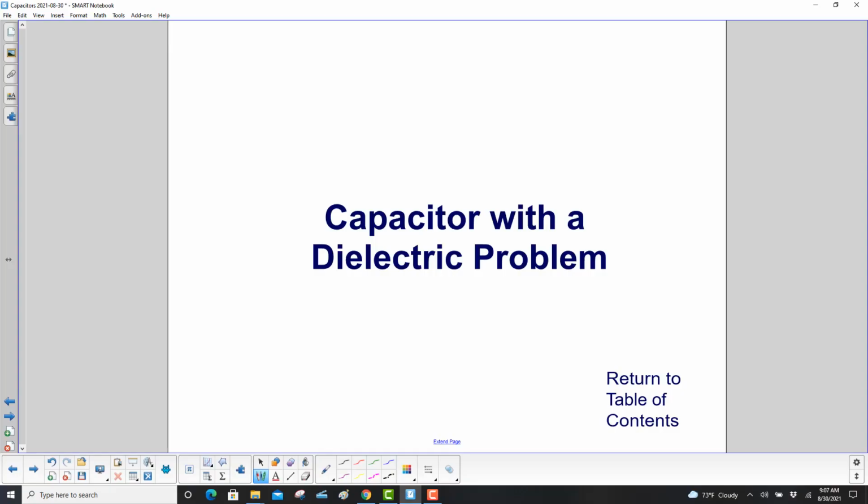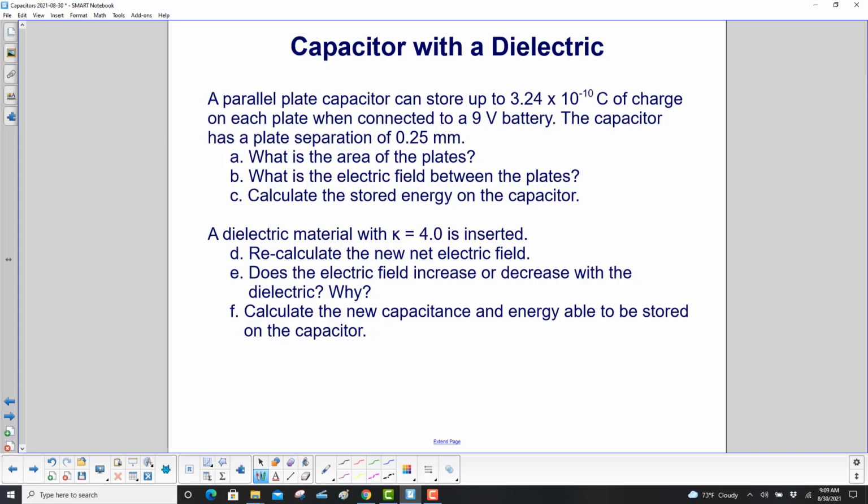Capacitor with a dielectric problem. A parallel plate capacitor can store up to 3.24 times 10 to the minus 10 coulombs of charge on each plate when connected to a 9-volt battery. The capacitor has a plate separation of 0.25 millimeters.